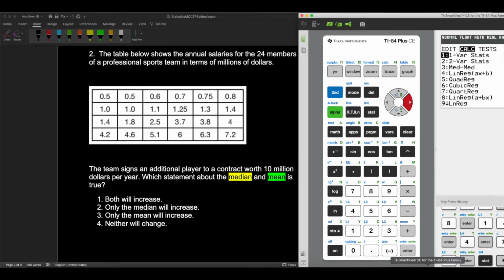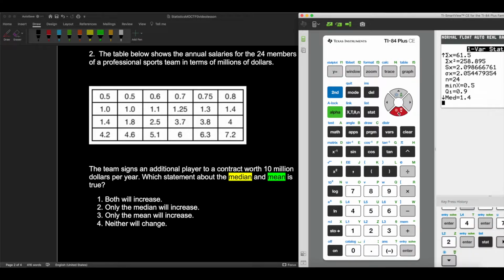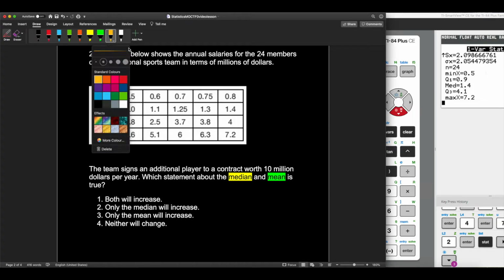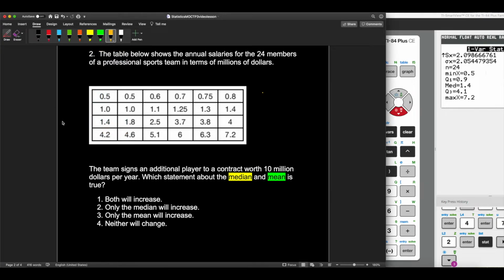Stat right. And there you go. We need the median and the mean. The mean is 2.5625. I'll round it to 2.56. And then let's get the median, 1.4. Perfect. Okay, so for the first set of numbers, guys, your mean, 2.56. Median, 1.4.